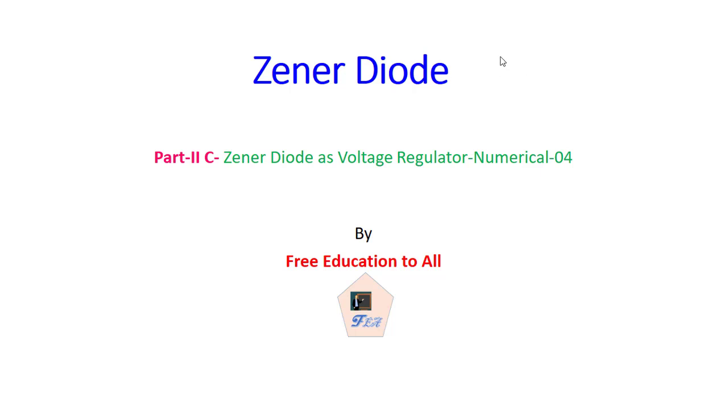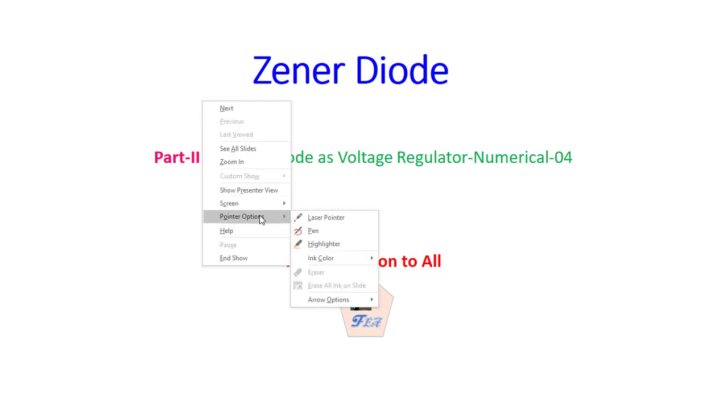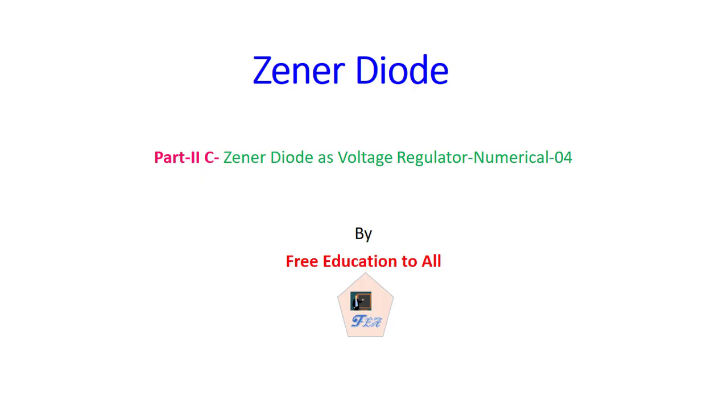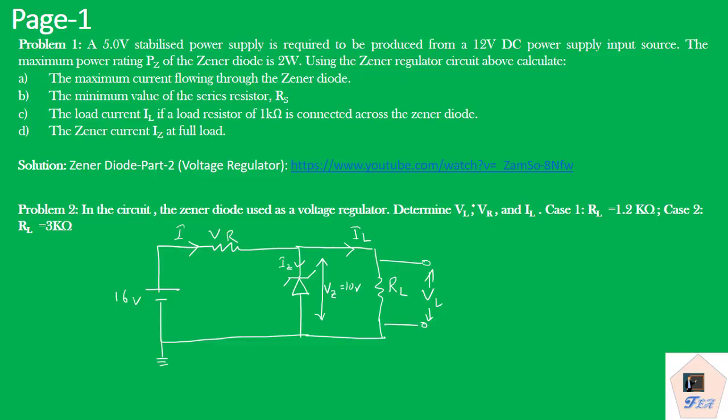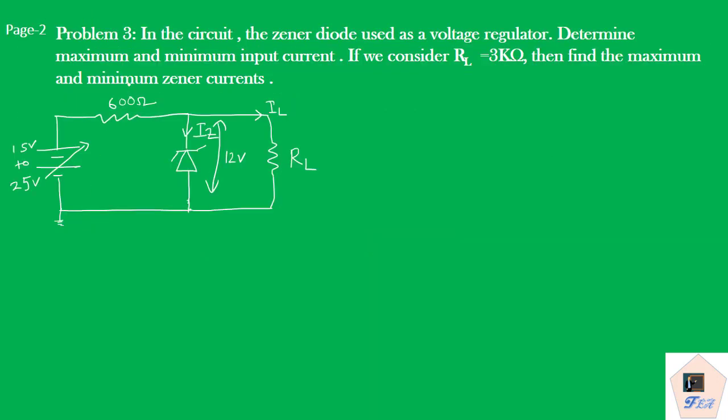Welcome once again. So we are in the lecture series of Zener Diode, and here earlier we have seen how Zener Diode works as a voltage regulator, and in our previous videos we have solved some numericals. Problem 1 we have solved, problem 2 we have solved, problem 3 also we have solved.